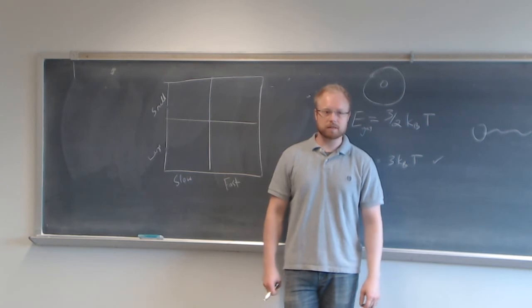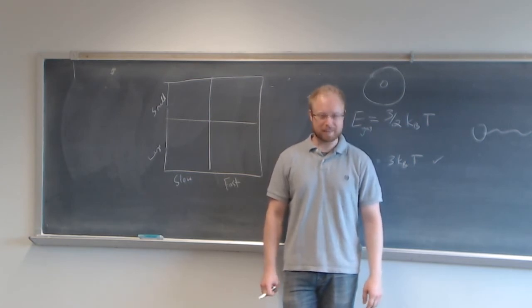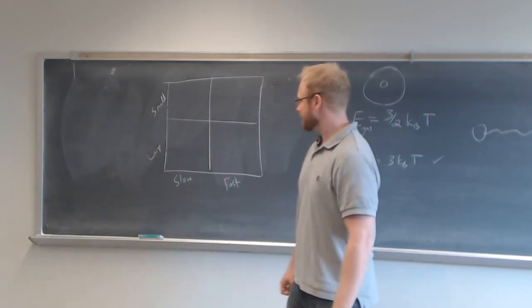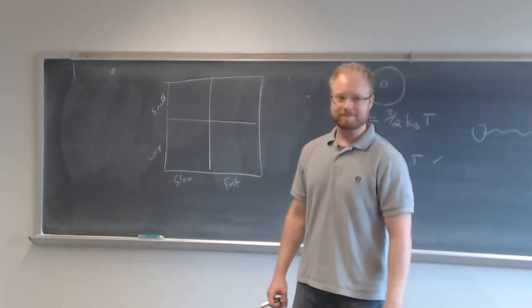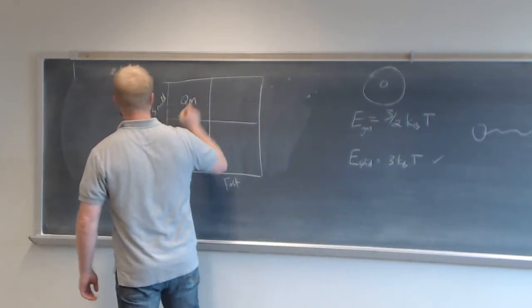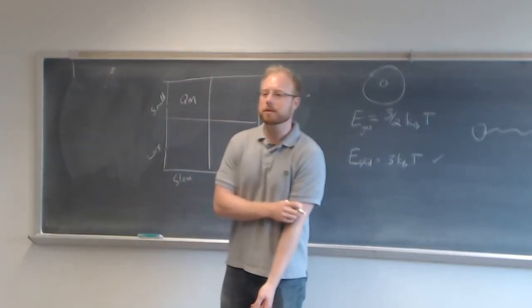A branch of physics. Quantum mechanics. Okay, that's one of the squares. Which one is it? Okay, we're going to go with small and fast. Nope. Small and slow. So up here, small and slow is quantum mechanics.